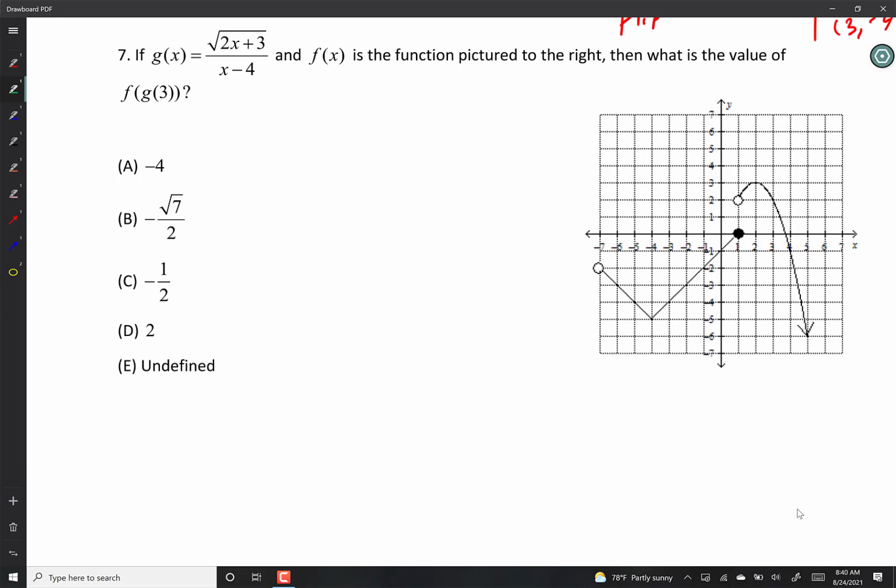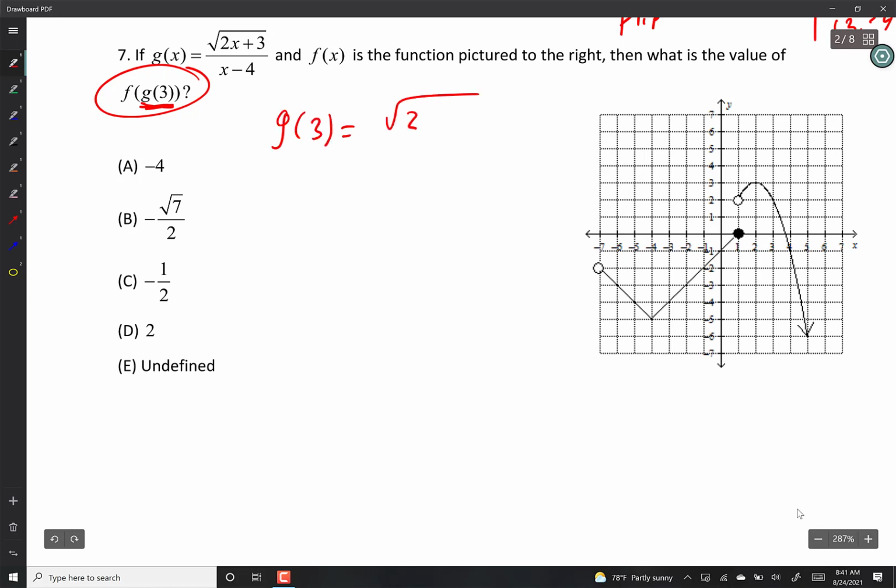If g of x equals that expression, and f of x is the function pictured to the right, then what is the value of f of g of 3? This is a composite function, guys. Always work with the inside first. So do g of 3 first. g of 3 equals the square root of 2 times 3 plus 3, all divided by 3 minus 4. 2 times 3 is 6, 6 plus 3 is 9, square root of 9 is 3. So 3 over negative 1, so you get negative 3.